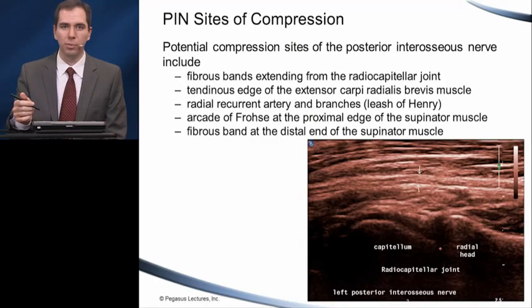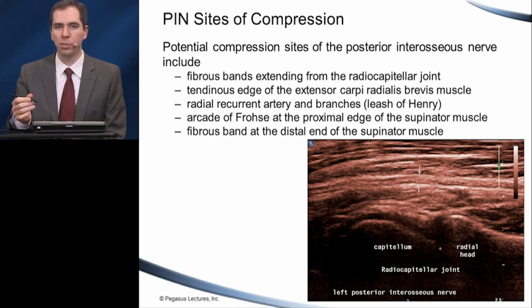So the potential sites of compression of the posterior interosseous nerve are multiple. We can't see all of these on ultrasound. The major ones that we can see on ultrasound are at the proximal edge of the supinator and at the distal end of the supinator. One cause is fibrous bands extending from the radiocapitellar joint that would not be visible with ultrasound. At the tendinous edge of the extensor carpi radialis brevis muscle, there can be compression. That might be suggested with ultrasound.